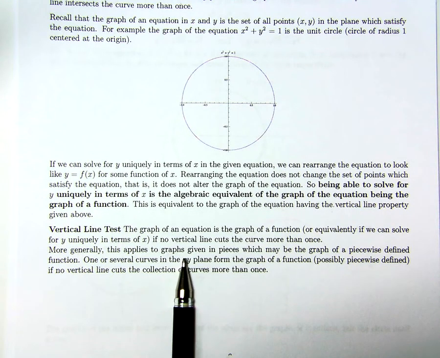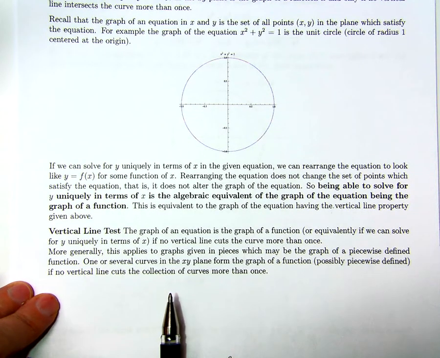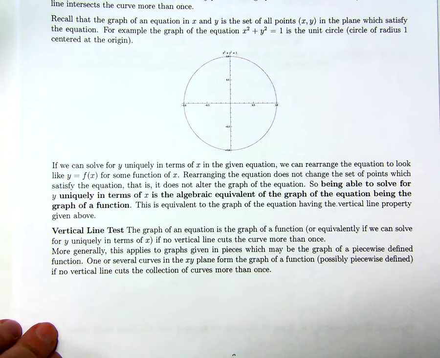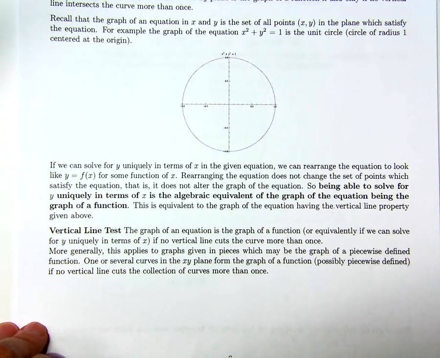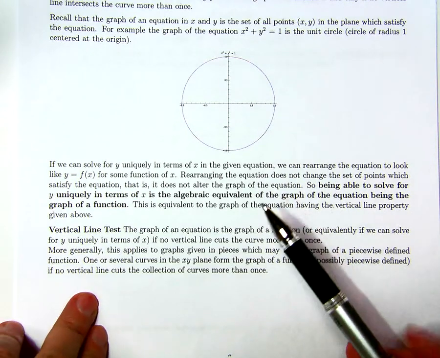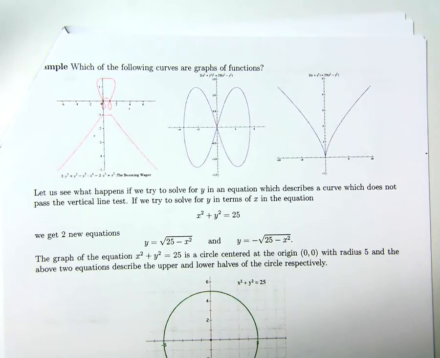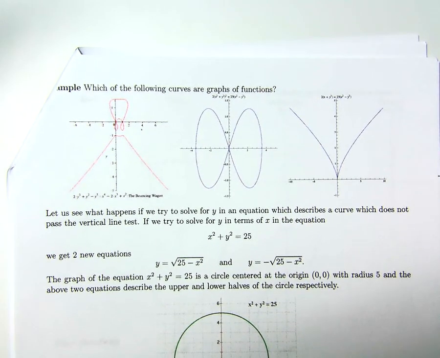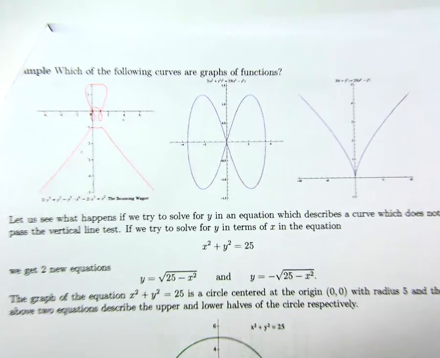So this also applies to graphs given in pieces. Piecewise defined graphs are the graphs of several curves. And of course, as you know, with piecewise defined functions, the chances of getting a unique equation of the form y equals f of x, or a unique formula to describe the function, is highly unlikely. So you can apply this test without actually finding a formula for the particular function involved. Let's try it on 3 graphs. This curve, let me zoom in on the formula there.